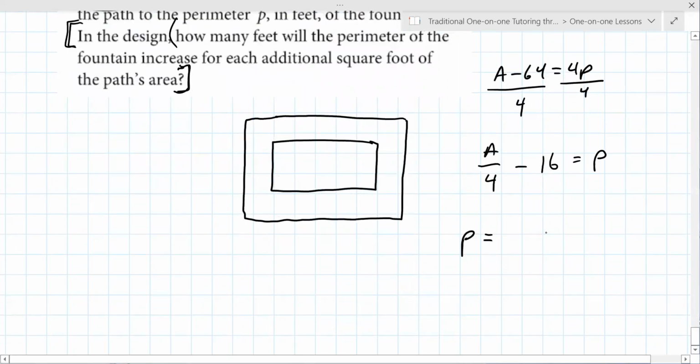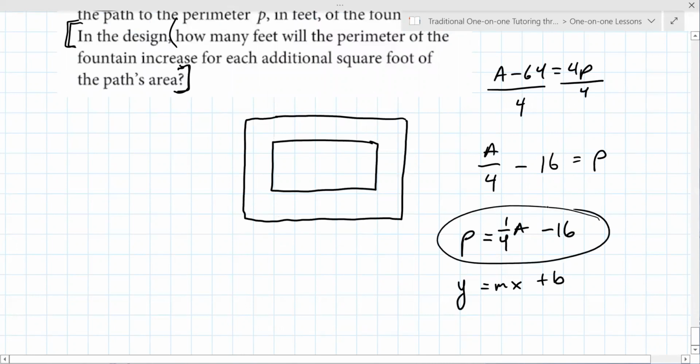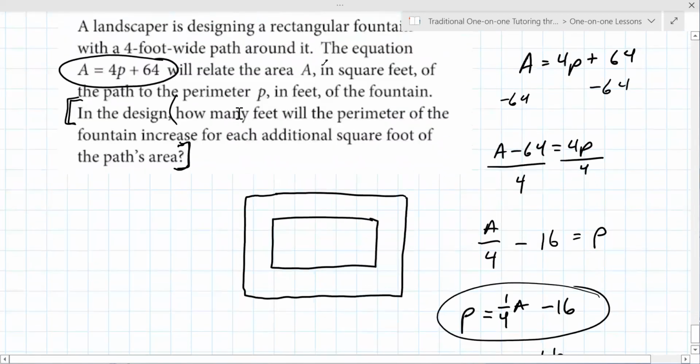So I'm going to rewrite the equation this way, and I'm going to write y equals mx plus b below it. What is the slope of this equation? 1/4. Okay. When it says how many feet will the perimeter of the fountain increase for each additional square foot of the path's area, they're essentially asking for what's called the slope. And that would be how you would answer this question.